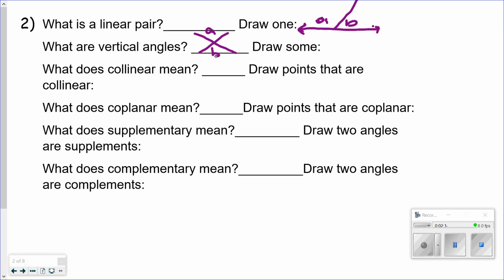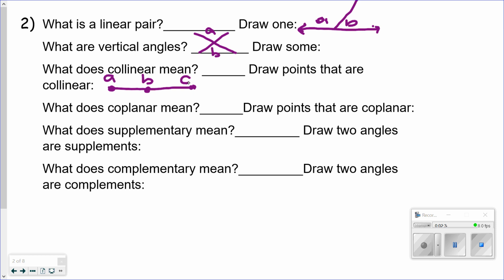What does collinear mean? And draw points that are collinear. Collinear means points that are on the same line. So once again, I will name this A, B, and C. Collinear because these points are on the same line.